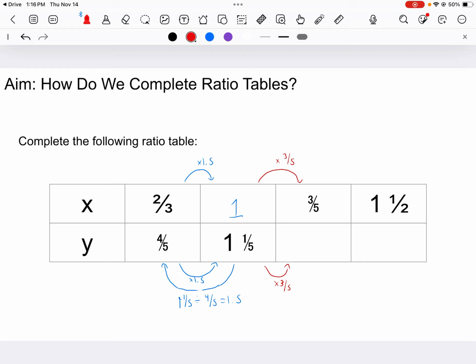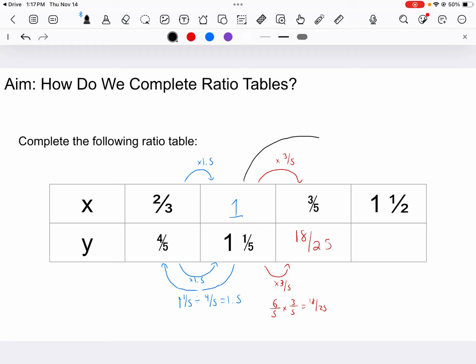So 1 1/5 times 3/5 is equal to, we'll do our multiplication out, so that's 6/5 times 3/5. That's equal to 18/25. And that's not an improper fraction, and it can't be reduced at all.